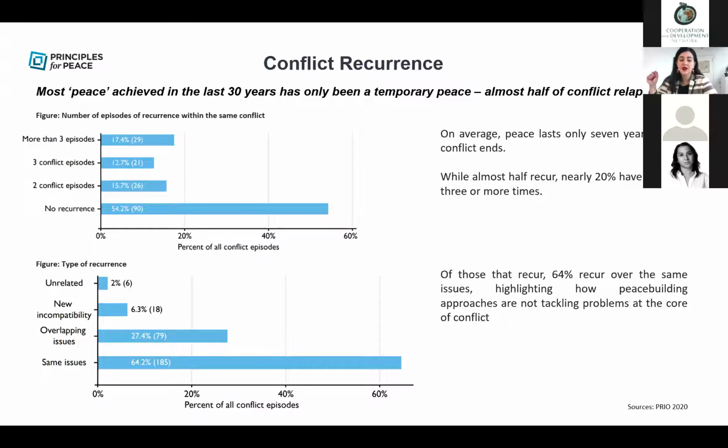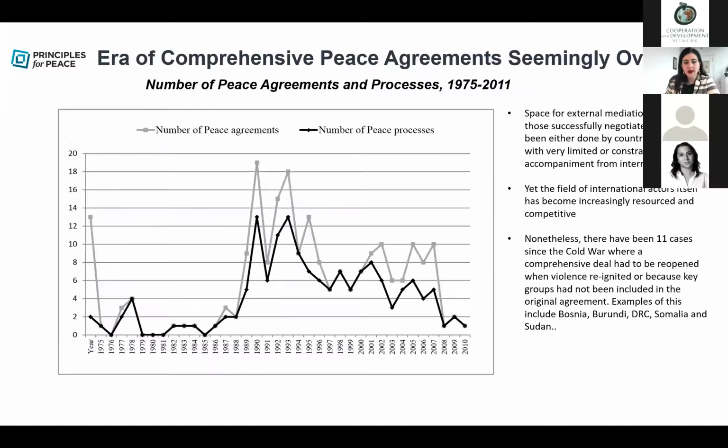In fact, 90% of conflicts that happened in the last decades were happening in countries that have experienced at least one civil war before, which is a sign that we have not managed to realize positive peace. What we've managed to achieve is a negative peace. It's a cessation of hostilities and an end to the violence, but we haven't addressed the root causes.